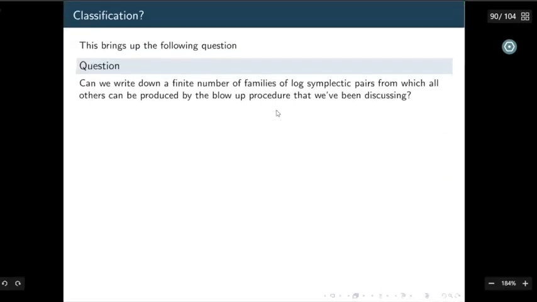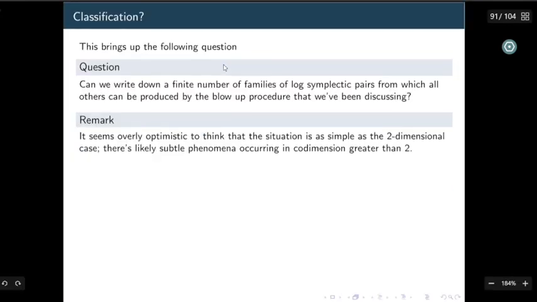You can build more. So this brings up the following question, which is something that I honestly don't know how to answer. I don't even know if there is such a nice classification, but can we write down a finite number, or maybe not finite? Finite's probably the wrong word here. A well understood collection of families of log symplectic pairs, from which all others can be produced by this type of blow-up procedure. So this is kind of optimistic.